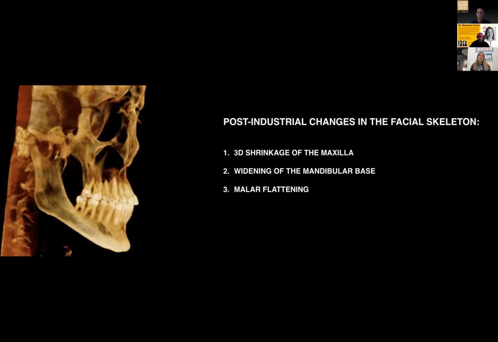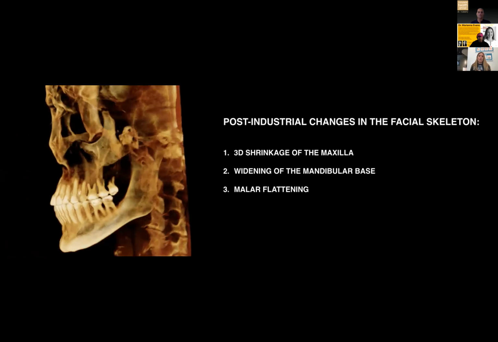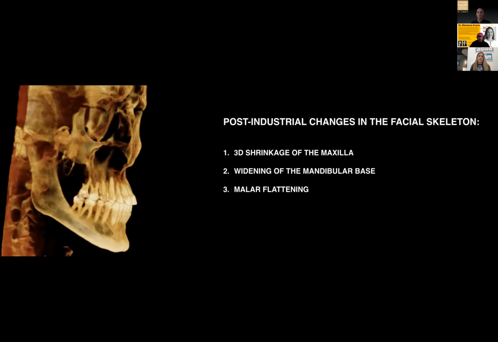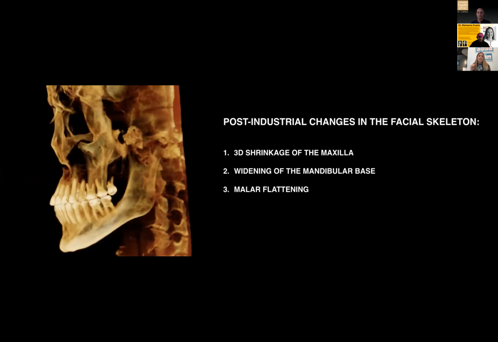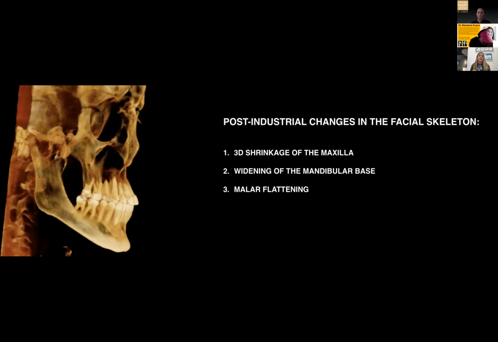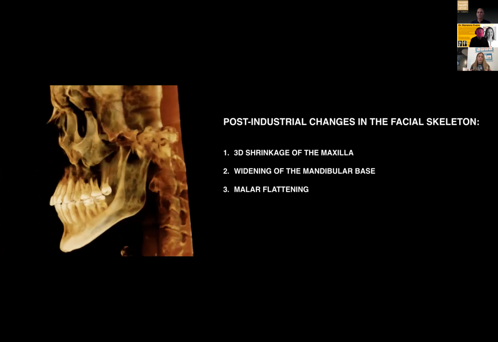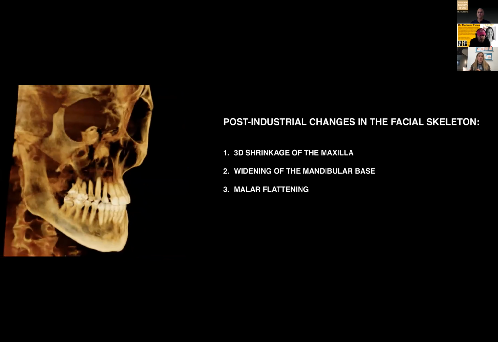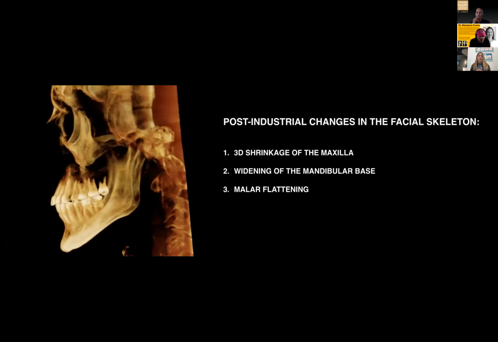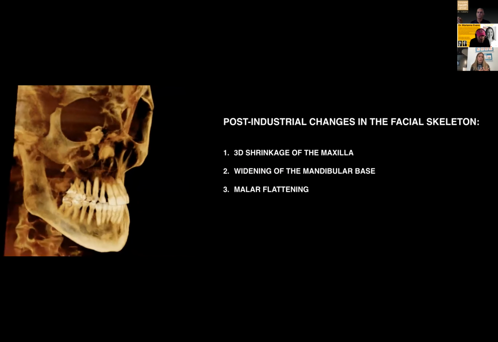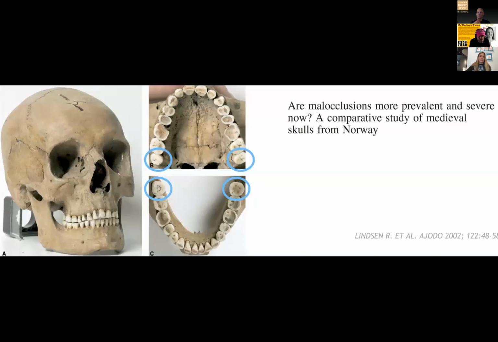We also have to remember that maxillary shrinkage is a problem of modern man. It's a problem that we have gradually evolved to have, and especially the problem became pandemic after the industrial revolution. So today, in modern humans, together with impactions of the wisdom teeth, the maxilla presents with three-dimensional shrinkage, widening of the mandibular base, as you can see on this 3D image, and also malar flattening.